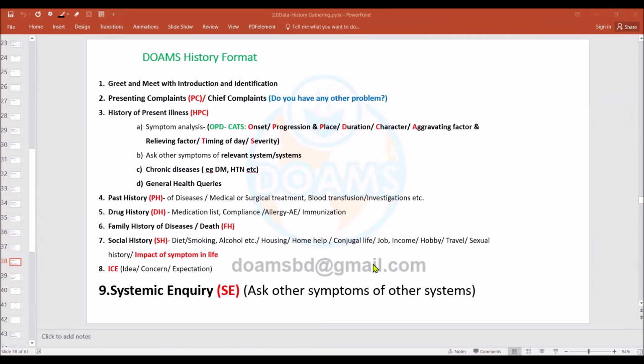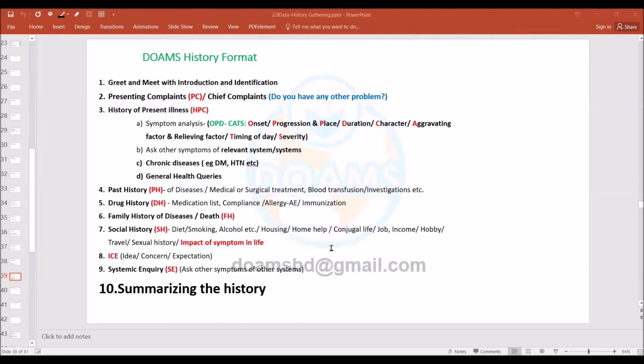And most of the time, you have to skip it, I believe, because time will not be there. Anyway, if you have time, systemic inquiry from the other system, what you didn't ask about. Okay, I am not telling you detail. The last one, summarizing the history. It is very critical. Even you may skip the summarizing. You skip in your mind only.